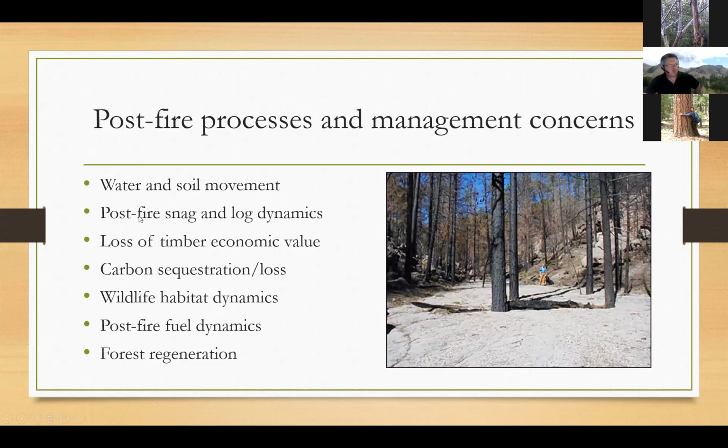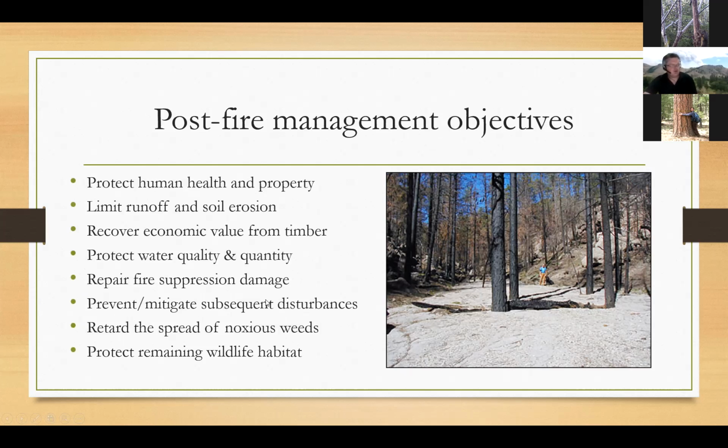So I want to focus on some of these different post-fire processes and associated management concerns and objectives. Again, I've alluded to water and soil movement change as a result of fire. There are issues of post-fire snag and log dynamics. We're creating a pulse of coarse woody debris that's going to change over time. There's loss of timber economic value. We're taking a bunch of trees that have been slowly accumulating wood, and you can read that as carbon or timber value over time, and in one fell swoop, we turn it from a growing asset to something that is going to decline over time. I lump economic value and carbon sequestration together because they both trend more or less in the same direction. Wildlife habitat dynamics, post-fire fuel dynamics, and forest regeneration are all processes that change as a result of fire and then undergo some changes over time.